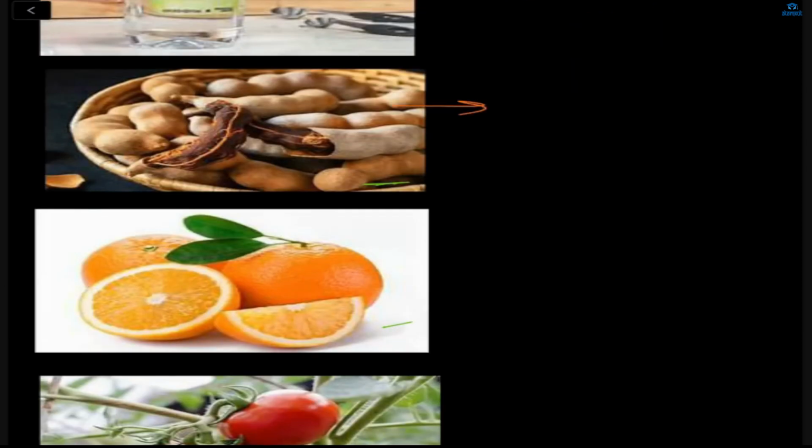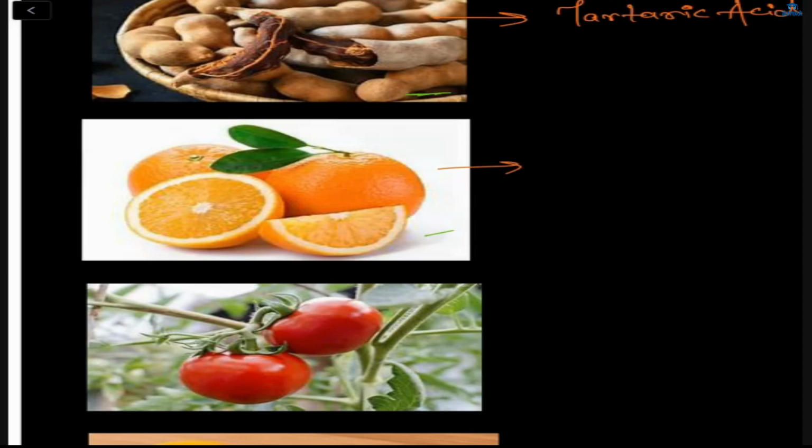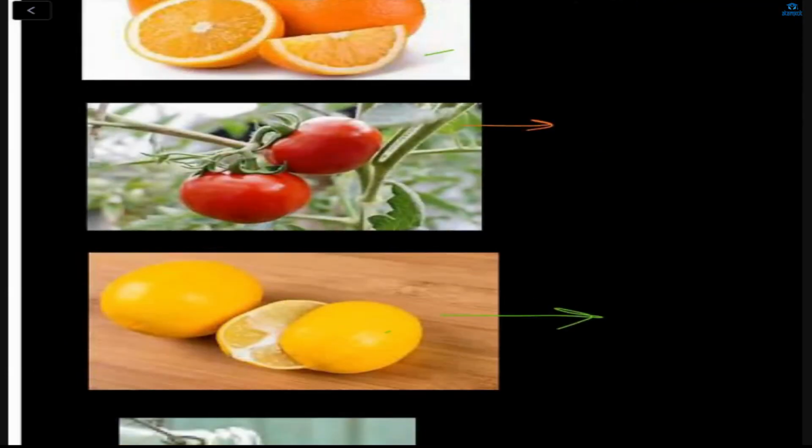And this is which kind of acid? Any idea? No, ma'am. No idea? Tartaric acid. Oh. Okay. And this is what? Orange. Orange is what? Citric acid. This is tomato. And tomato is which kind of acid? Oxalic acid. I studied all these in class 6 and I forgot.